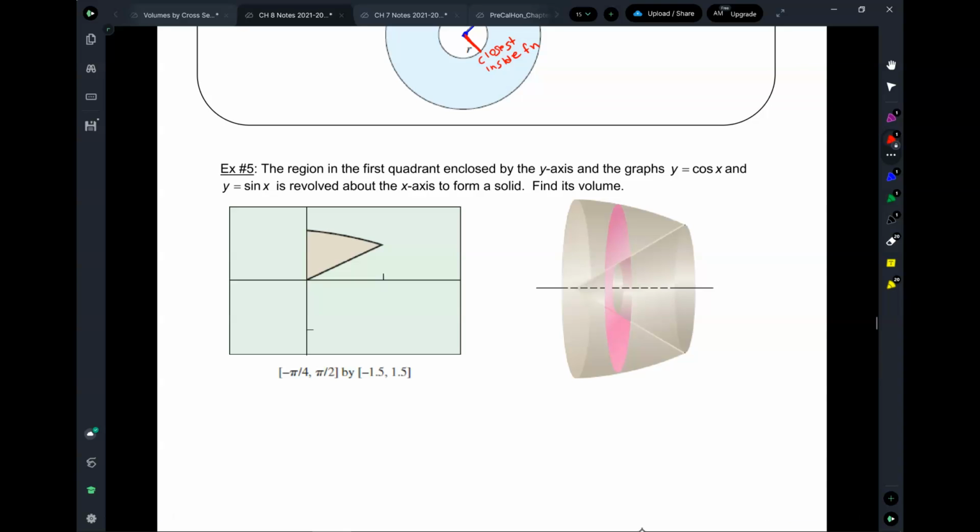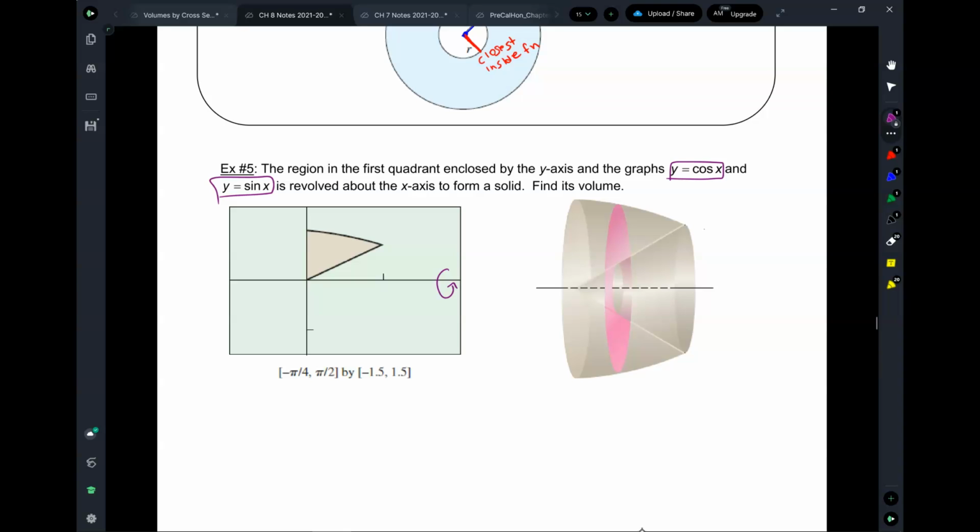So, let's take a look at this one. The region in the first quadrant enclosed by the y-axis, and the graphs of y equals cosine x and y equals sine x is revolved around the x-axis. So again, I put this so I know that it's revolving around the x-axis. When you revolve it, you get the shape to the right. Do you see how the empty space in the middle, when you revolve this, is going to generate an empty funnel-shaped space in the middle of the solid?